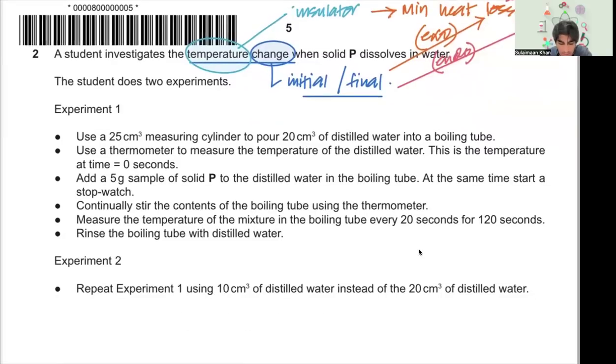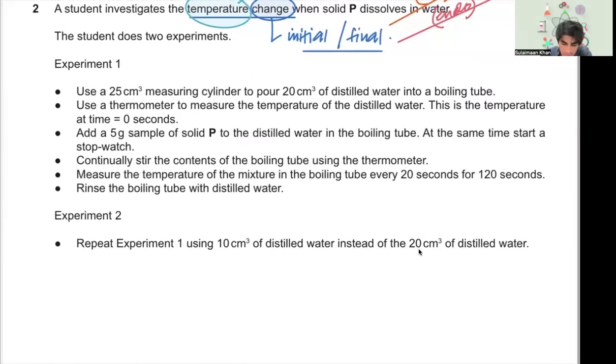Okay. So the student does two experiments. Use a 25 cm cube measuring cylinder to pour 20 cm cube of distilled water. Should he use a pipette here? He just wants to measure 20 cm cube, he's not measuring 25.0 cm cube. I think a measuring cylinder is fine.